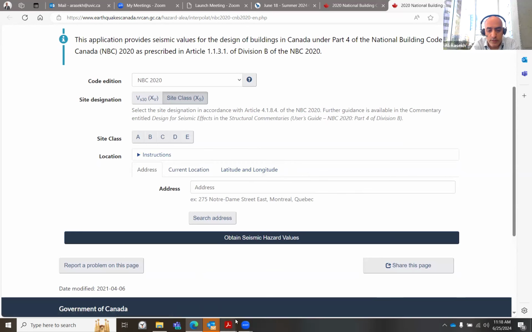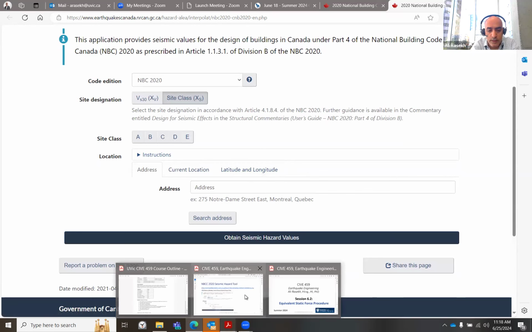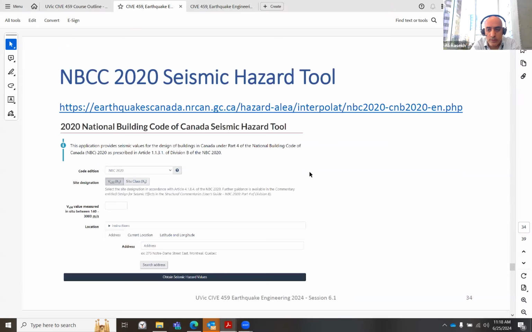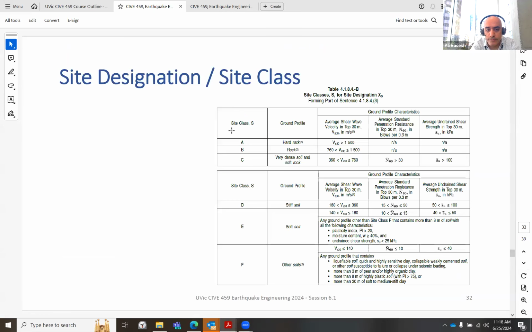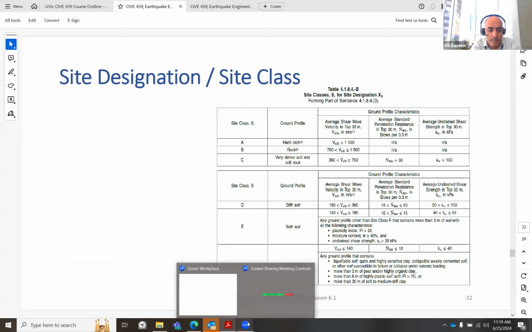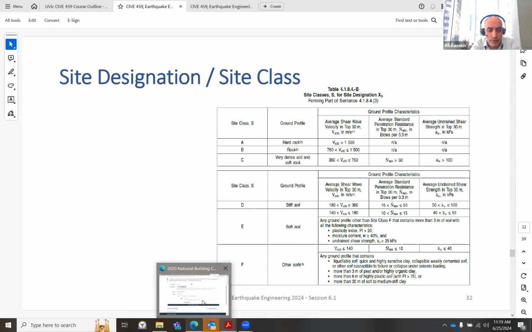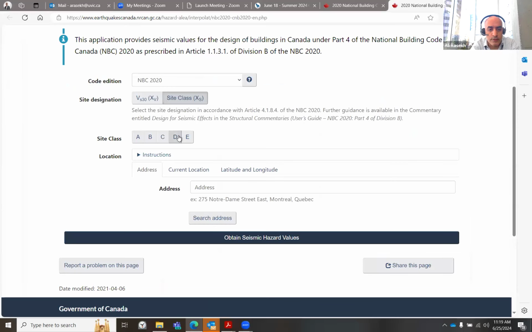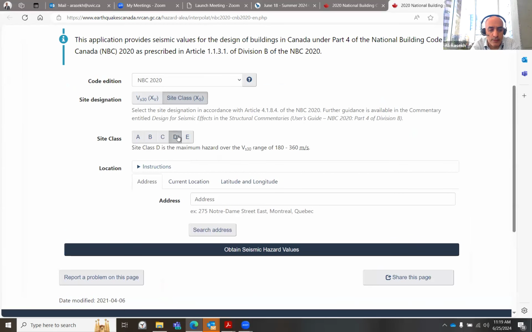Maybe if I go to the slideshow, this one, a few slides back. Yeah, site class, comparing with description. So we are going to build a building on good soil, stiff soil, so site class D. Let's go here. I want site class D, I like it.